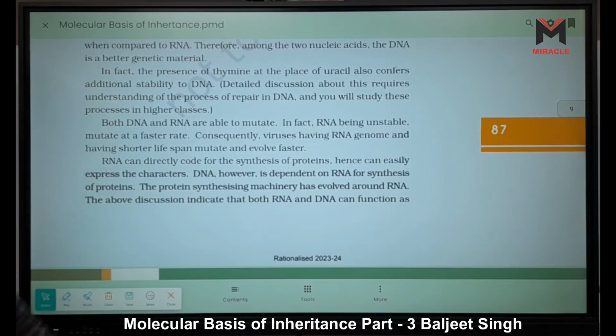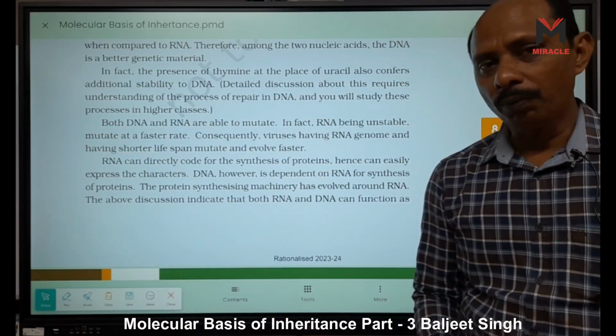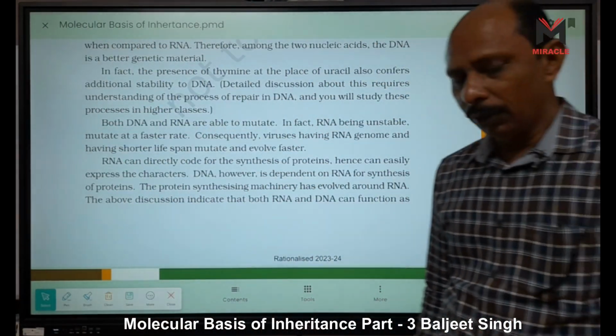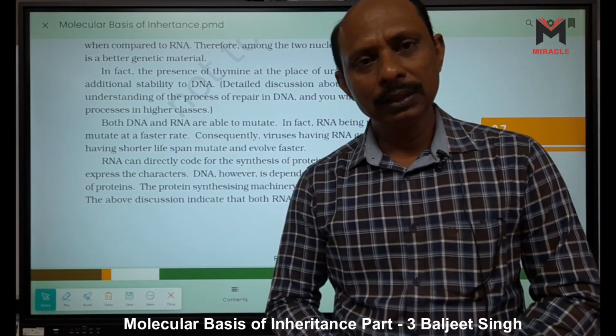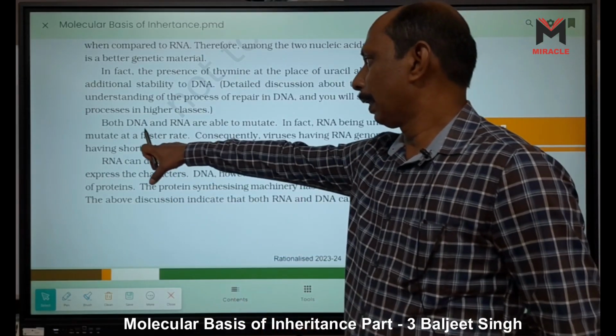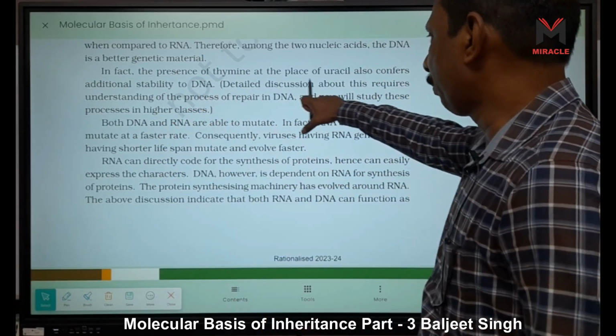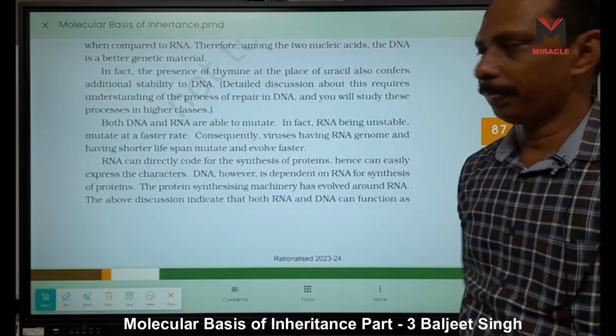In fact, the presence of thymine in place of uracil is the third point. What is the difference between thymine and uracil? Thymine contains a methyl group, so it is more stable. But uracil contains only an H group, that is less stable, right? So the presence of thymine in place of uracil also confers additional stability to DNA.